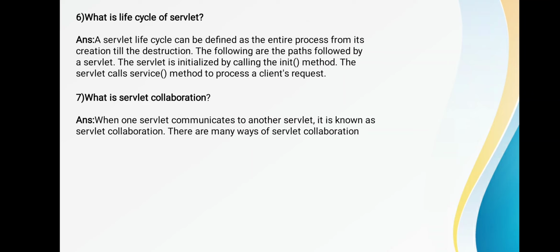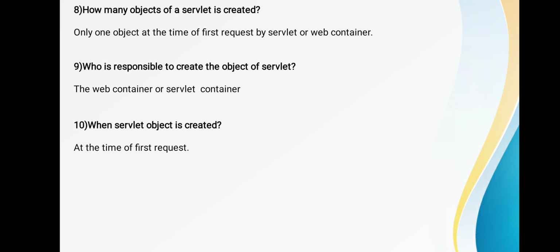Next question. What is servlet collaboration? When one servlet communicates with another servlet, it is known as servlet collaboration. How many objects of servlet are created? We have seen in the previous slides. Only one object is created at the time of first request by the server or web container. Who is responsible to create the object of servlet? We have seen this also. The web container is responsible to create the object of servlet.